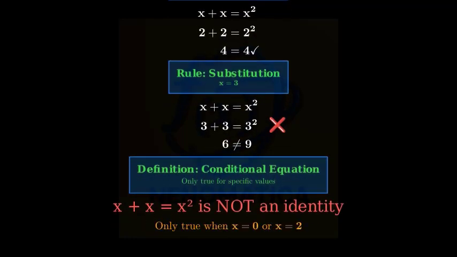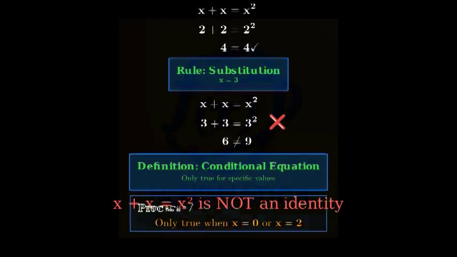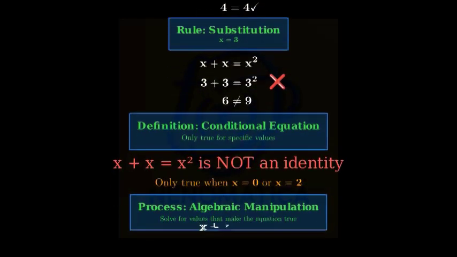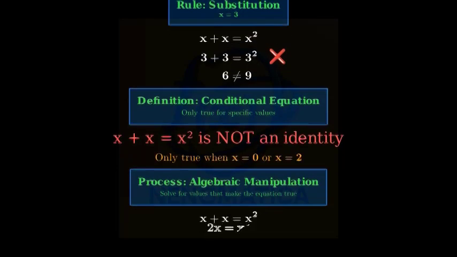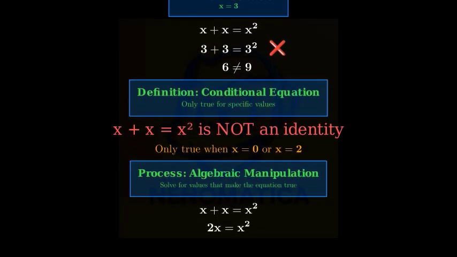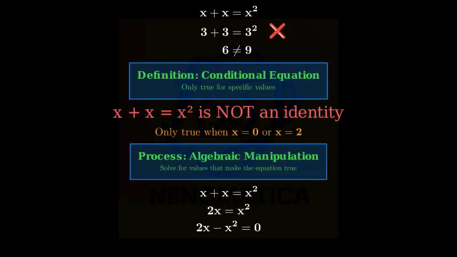It's only true when x equals 0 or x equals 2. Let's understand algebraically why the second equation is only true for specific values. We start with the equation x plus x equals x squared. This can be simplified to 2x equals x squared. Subtracting x squared from both sides, we get 2x minus x squared equals 0.